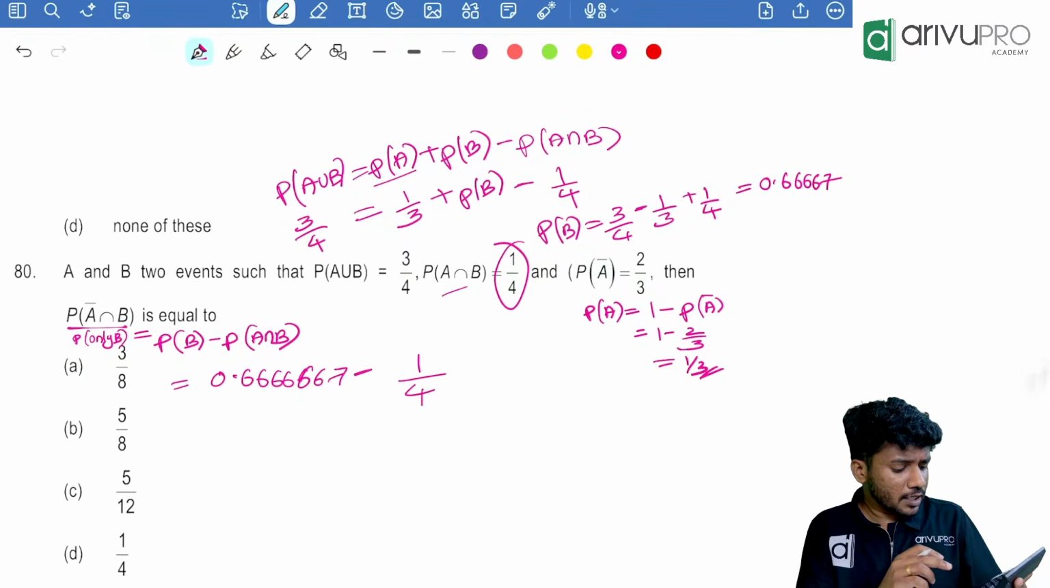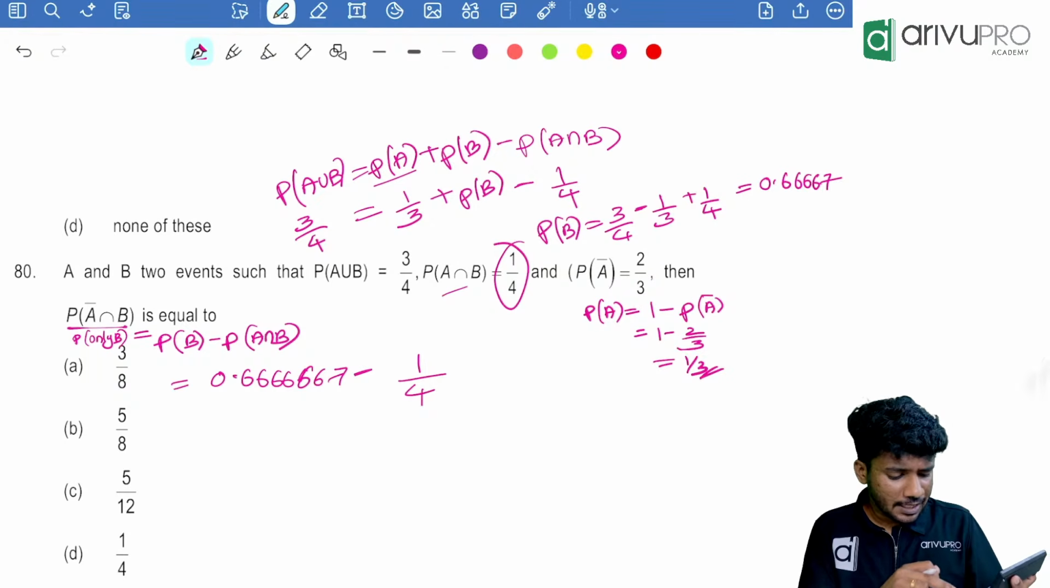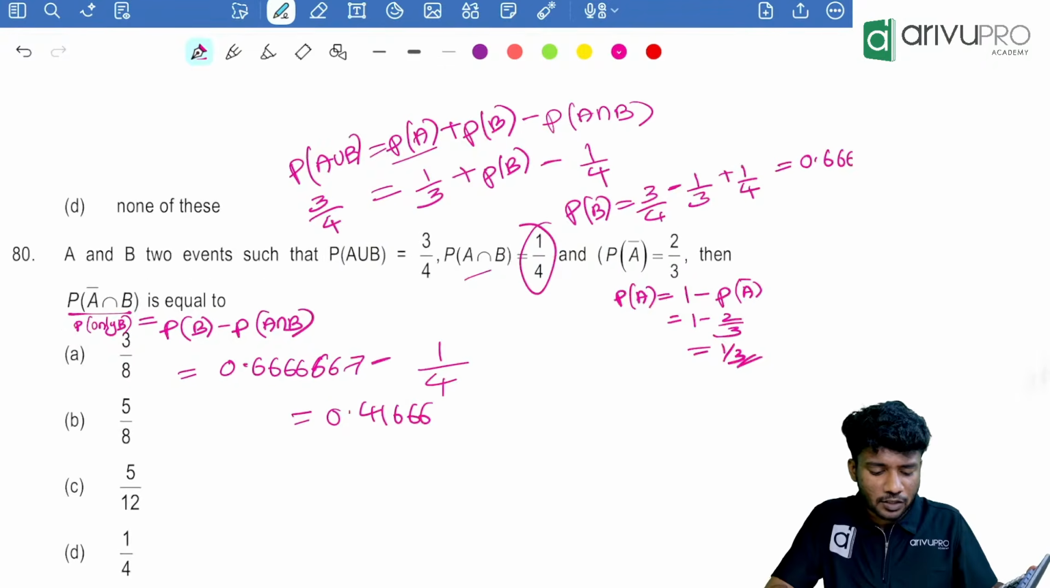1 by 4. Now take it to your calculator. 1 divided by 4. You can type it as M minus. Then click MRC. You will get it as 0.41666, something you are getting. Check which option is giving you that answer.